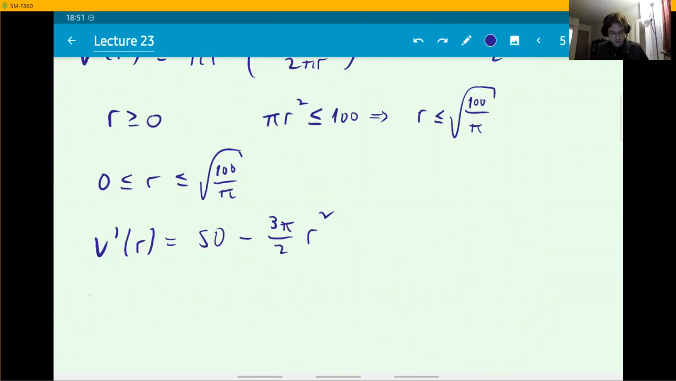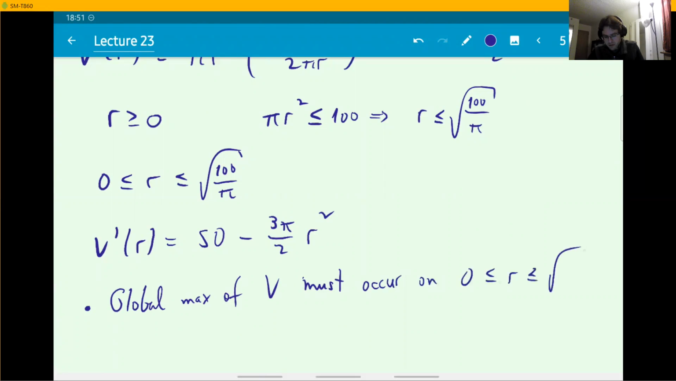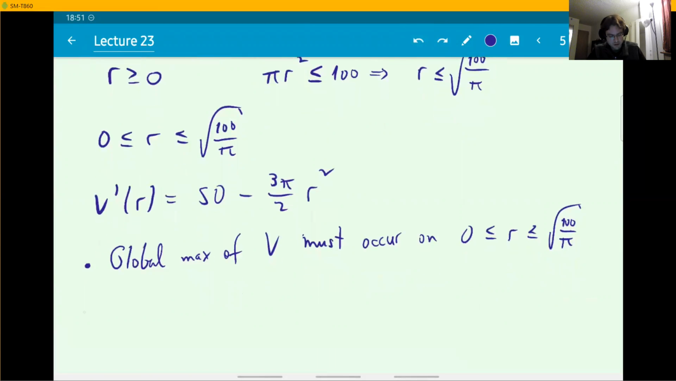So on the one hand, this is what I was telling you, how to justify your reasoning. We know that the global max of V must occur on this interval from 0 to the constraint value. This is a continuous function on a closed interval, so there must be a global maximum value. On the other hand, it cannot be at the extremes because they give you V equals 0.